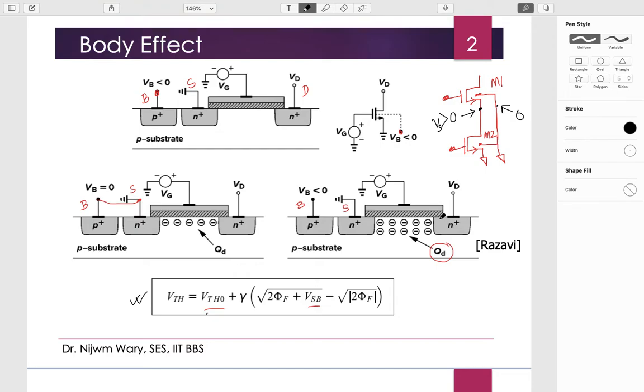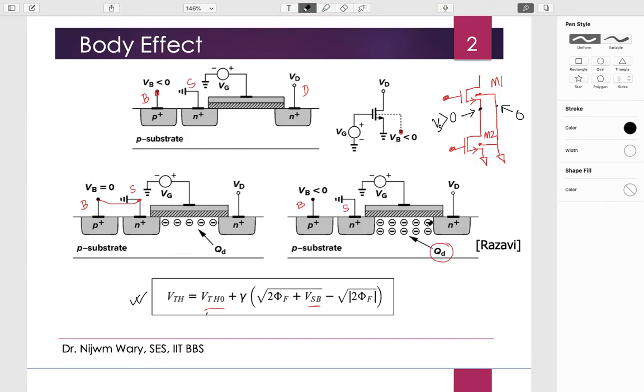Now, in the second figure that you showed, V bulk is less than 0. So the number of electrons, the number of negative charge, is increasing. So basically, less voltage is applied from VGS to create the inversion layer, right? So how is the V threshold increasing in that case? It should decrease, right? Your question is correct.